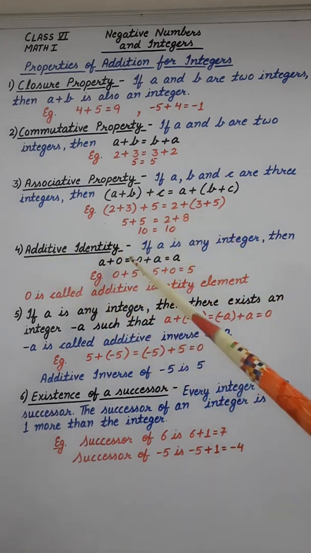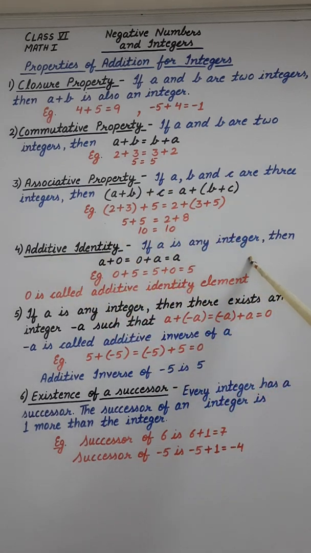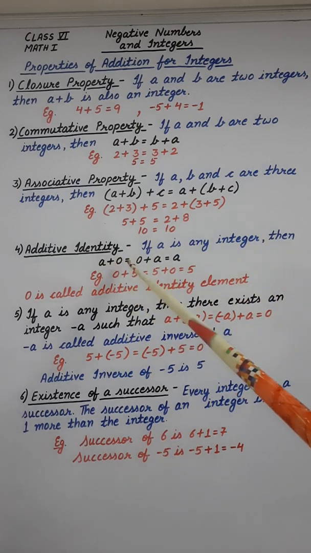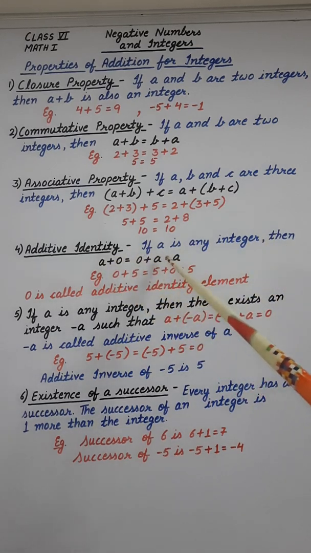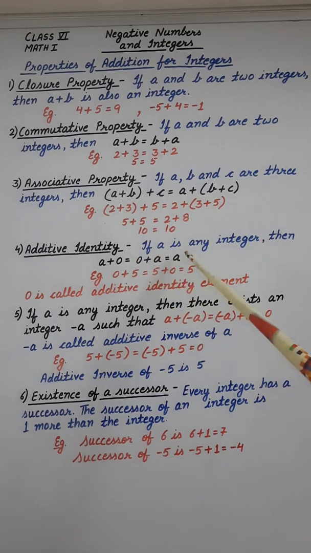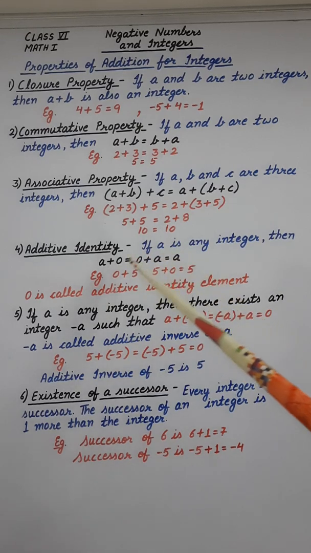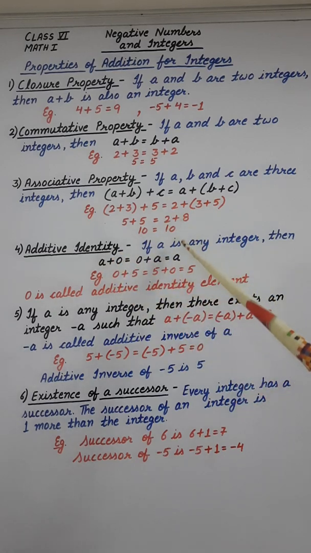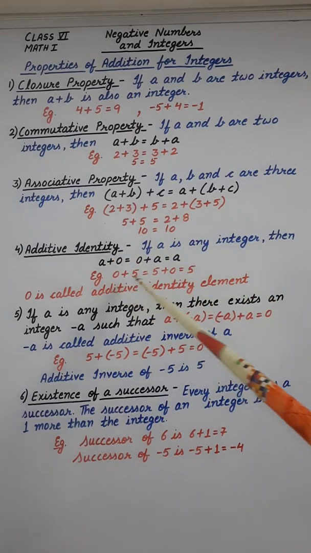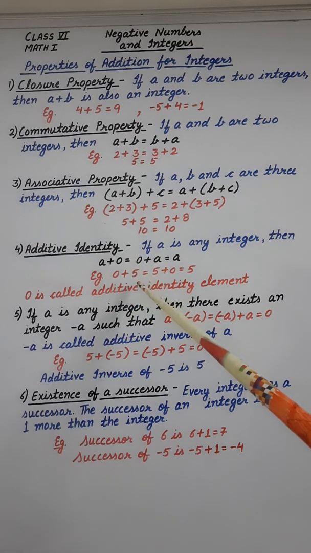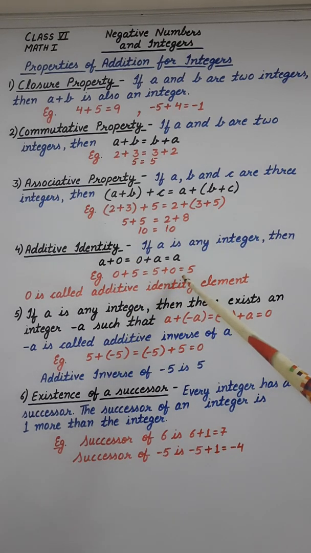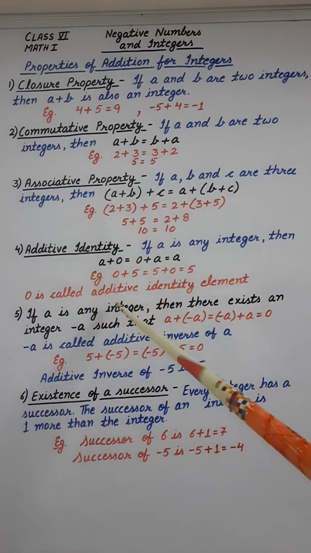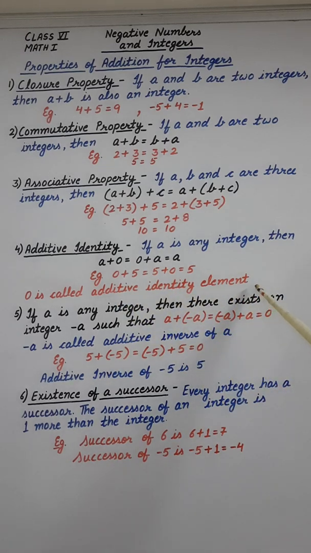Next, additive identity. If a is any integer, then a plus 0 or we can say 0 plus a, both result will be a only. That means if 0 is added to any integer, result is that integer itself. For example, 0 plus 5 is equal to 5 plus 0. Result will be the integer itself, that means 5. So 0 is called additive identity element.